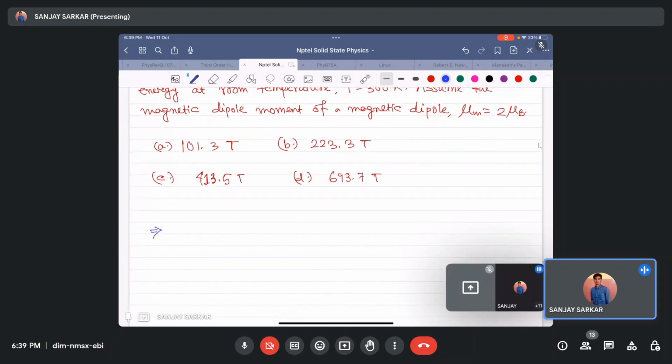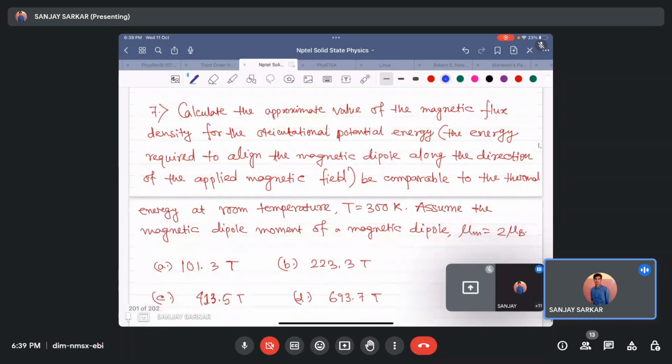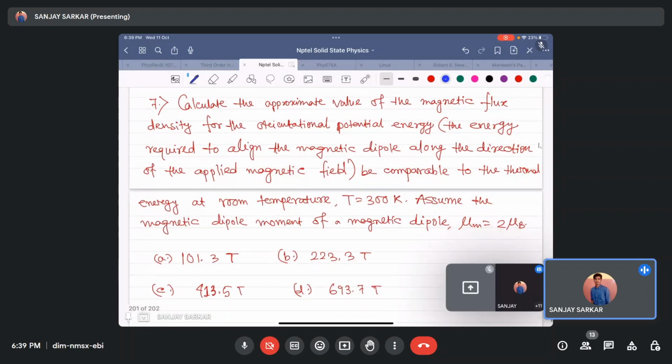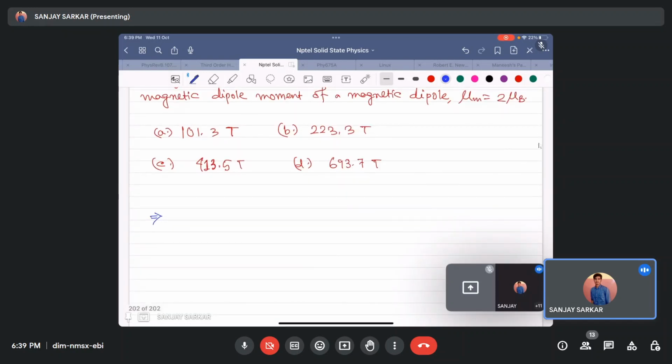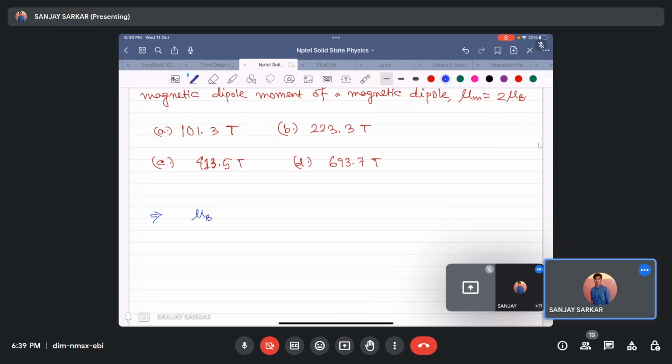Let's calculate this then. In the question it was said that the magnetic flux density for the original potential energy is comparable to the thermal energy. Now, to align this, what is the energy? Mu B into B, and that is comparable to thermal energy, that is kBT. You need to calculate the B, and B is kBT divided by mu B.